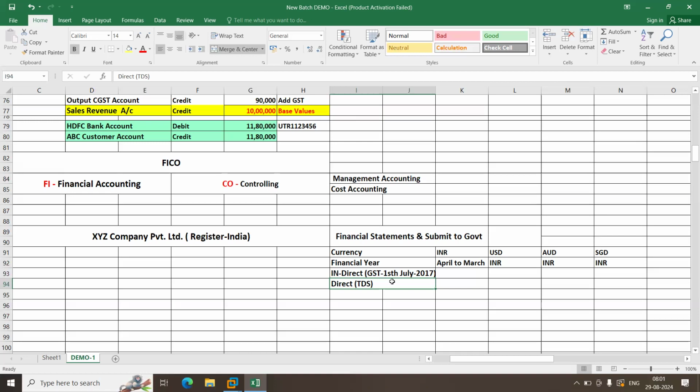But finally, the value comes to accounting. TDS deduction comes to accounting. PF deduction comes to accounting. Finally, we have to pay that amount to the government. Then this is taken care of by the finance team: TDS payments, PF payments, GST payments.